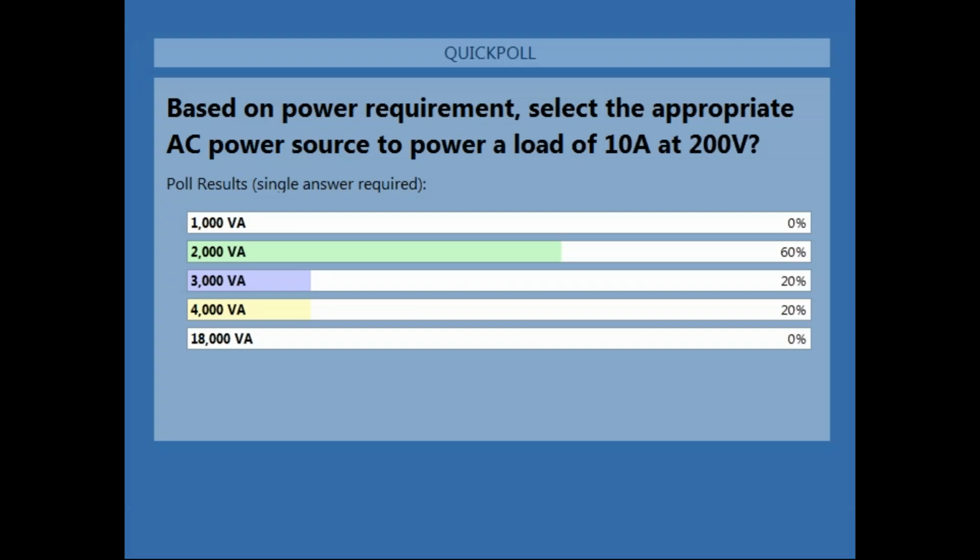Hi, Bashan. The results are in. Okay, so based on power requirement, select the appropriate AC power source to power a load of 10 amps at 200 volts. 0% said 1,000, 60% said 2,000, 20% said 3,000, 20% said 4,000, and nobody said 18,000.